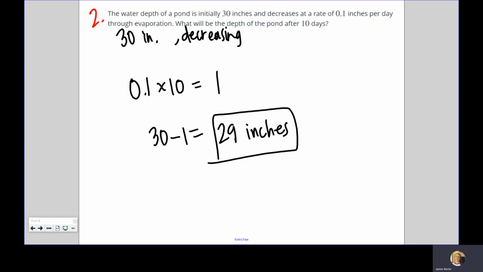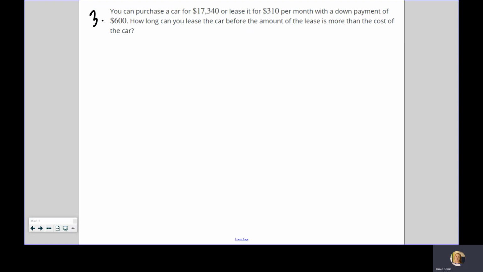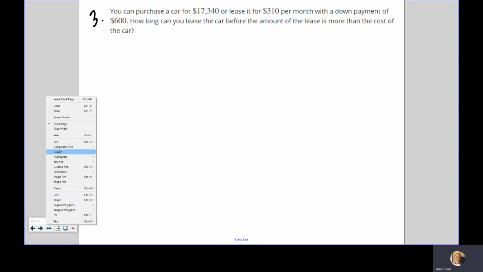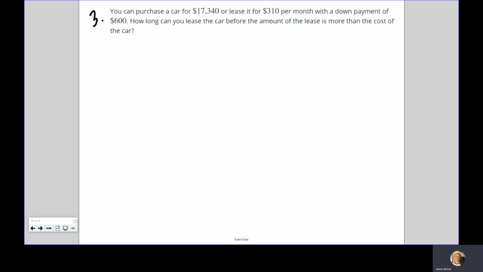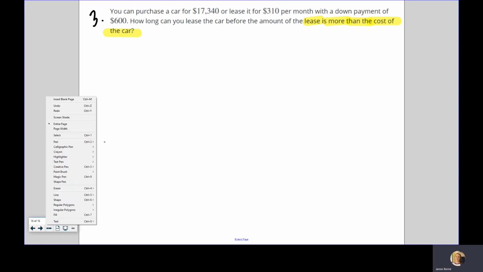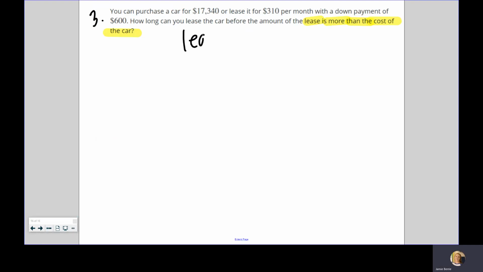All right, and then let's look at the last one. Number 3. It says you can purchase a car for $17,340, or you can lease it for $310 a month with a down payment of $600. How long can you lease the car before the amount of the lease is more than the cost of the car? All right, so very important part right here at the end. How long until the lease is more than the cost of the car? So that's really what they're asking us. They're wanting us to find out how long until the lease is greater than what we'll call the purchase price.